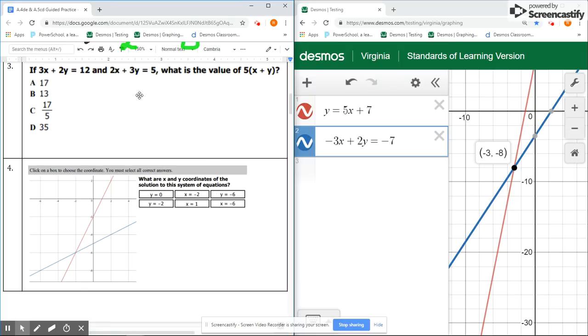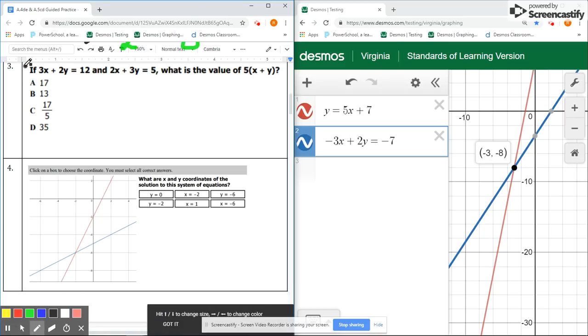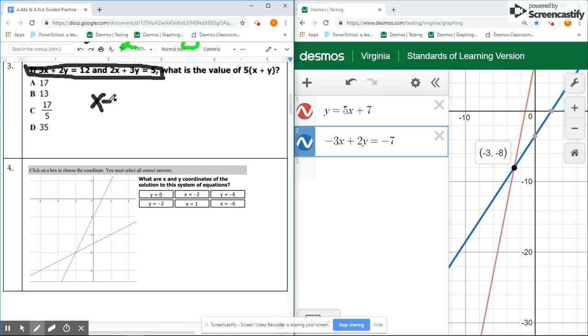And then for number 3 here, this is probably the hardest one on the page. It says if 3x plus 2y equals 12 and 2x plus 3y equals 5, what is the value of 5 parentheses x plus y? So what you need to do here is you need to do 2 things. First thing is you need to find your solution to that system. So plug it into Desmos, and you should get x equals and y equals.